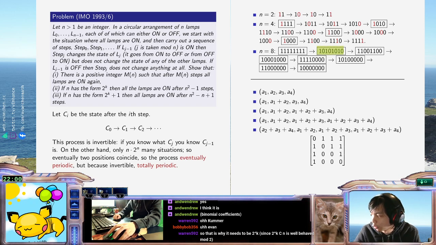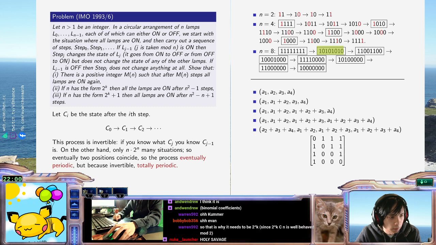So what are the binomial coefficients of? I don't see why those are involved.